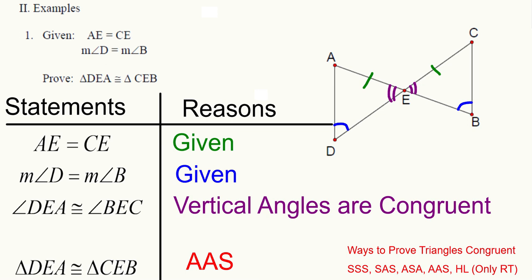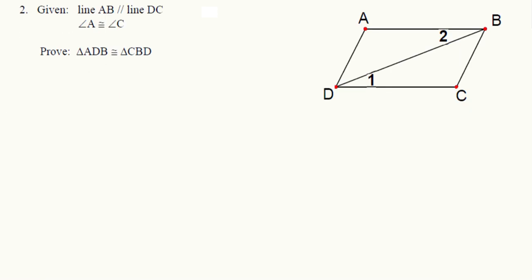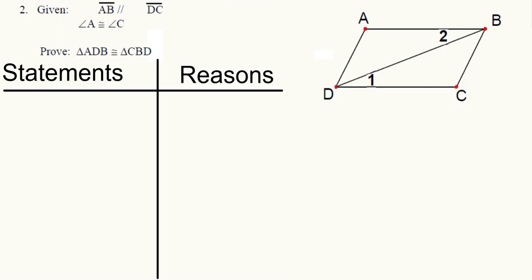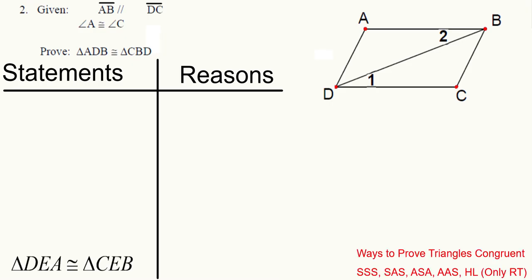So let's try another one. Here is our given information, here is our proof statement, and here is our diagram. If we're going to write a formal proof, again, we're going to set up our two columns, statements and reasons. And we know what we should end our proof with. That's our proof statement. So we're going to put the proof statement into our proof at the very end, and we're going to keep in mind if we're asked to prove triangles congruent, these are the 5 methods that we can use. And that's what we're going to be looking for as we complete our proof.